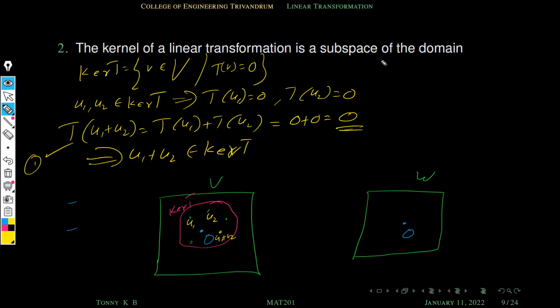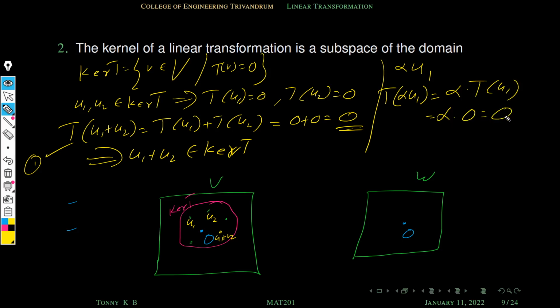Next, we have to consider the second condition, which means alpha u. So here we consider alpha u1, because u1 belongs to the kernel of T. Alpha is any scalar. We have to check whether alpha u1 belongs to the kernel of T or not. So you simply consider T of alpha u1. Instead of u, I take u1. That's all. So this is equal to alpha into T of u1. And what is T of u1? Because u1 belongs to the kernel of T, its image is 0. So alpha into 0, a scalar into the 0 vector, is always 0.